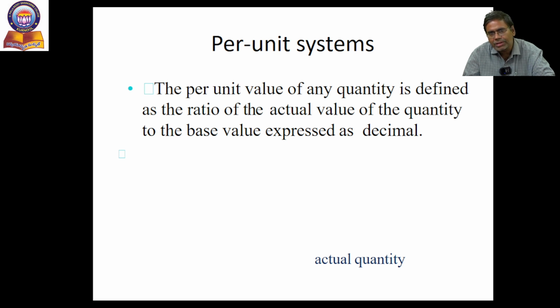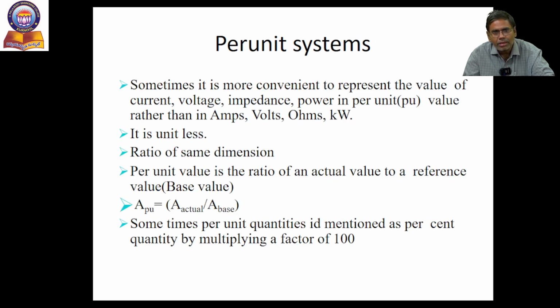The per unit system is a dimensionless parameter, because the numerator and denominator have the same units. Sometimes it is more convenient to represent current, voltage, impedance and power in per unit values rather than amperes, volts, ohms and kilowatts, because it is unitless. There are many advantages to using the per unit system. The ratio has the same dimension.